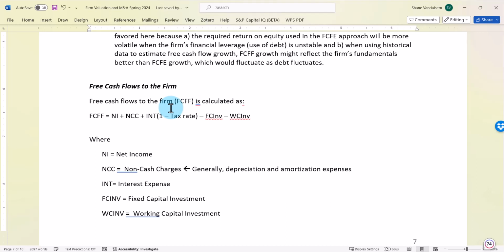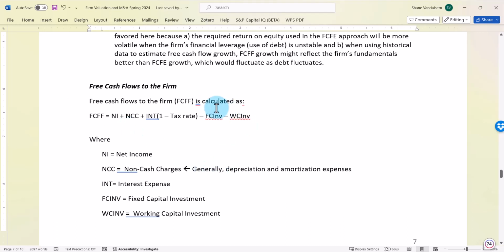INT is the interest expense, because that is a cash flow that's paid out, but it's paid out to an investor. It's paid out to bondholders or to lenders of the firm. We multiply that by 1 minus the tax rate, because whenever it is paid out, it's also tax deductible, and so we want to adjust that cash flow for that reason, so we're not adding back in the taxes that were paid out there.